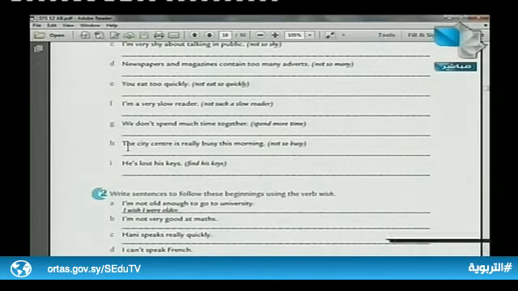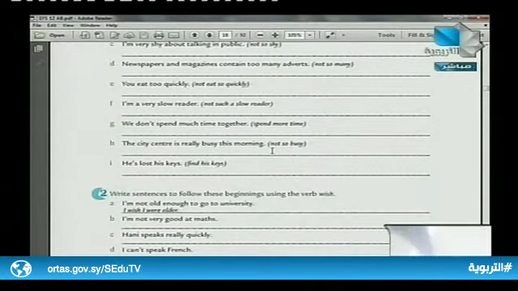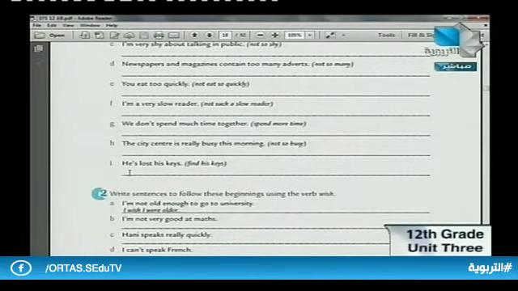Okay, the city center. The city center is really busy this morning. I wish the city center weren't so busy this morning, or it wasn't so busy. Wasn't or weren't? Yes. He's lost his keys. Here, he's is the short form of he has. So here we have present perfect.